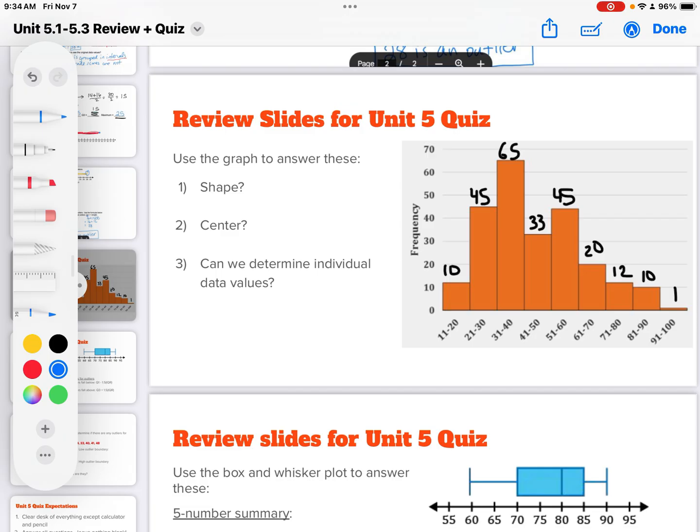All right, so if you're still with me, let's go ahead and try this out. So on this one, we're going to describe the shape. So if I do this, I notice that I have a tail facing to the right. So this is right skewed.